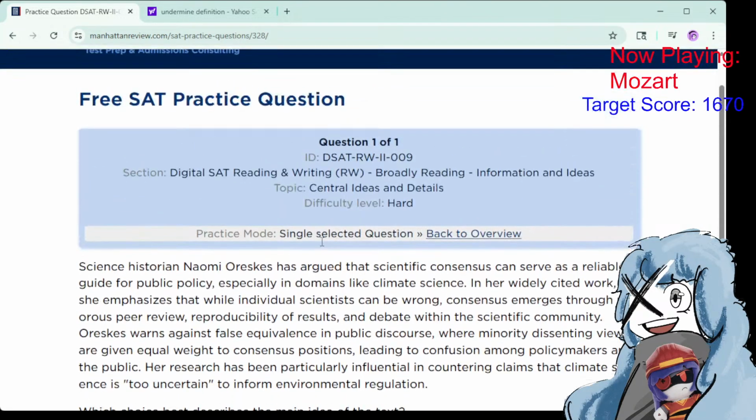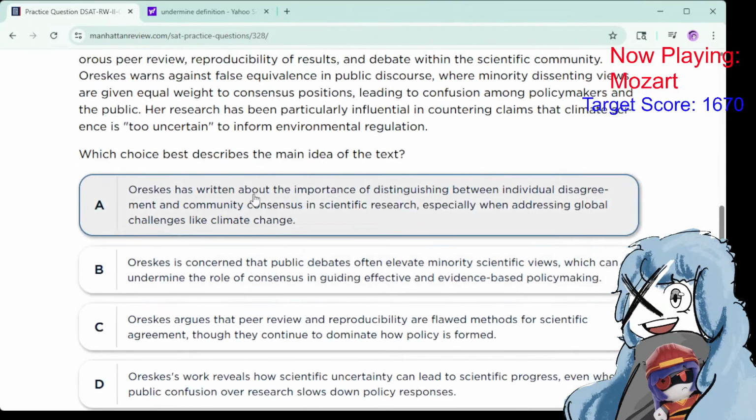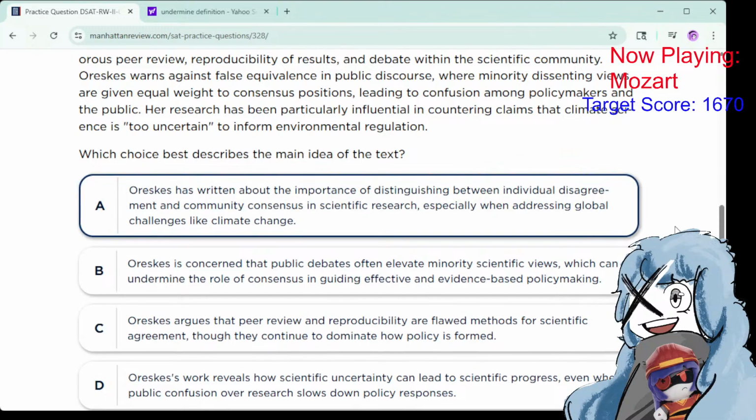Or the main idea is basically saying how we shouldn't listen to... we should be working together to make a more peer-reviewed consensus in the scientific community to make sure policies are better. Written about important distinction between individual disagreement and community consensus, especially when addressing global challenges like climate change.